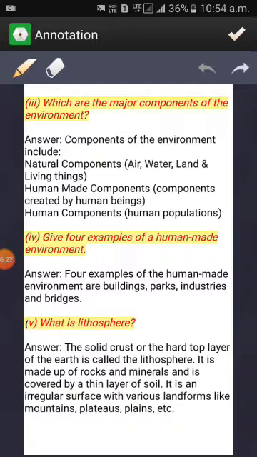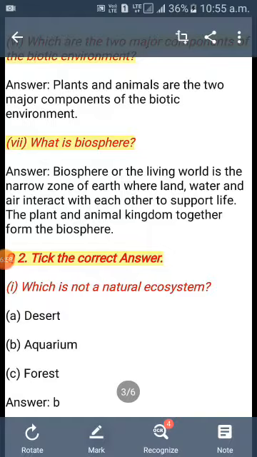At the same time, one other point is worth noting, that this lithosphere is irregular. There are different landforms on it. At places there are mountains, at other places there are plateaus, there are plains, and at places there are valleys, etc. Okay, now we will move to the next question.